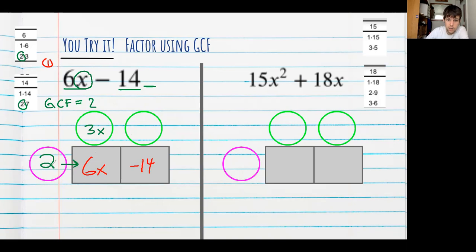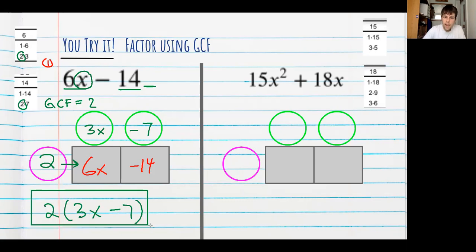Same concept here. 2 times what is going to give us negative 14? Well, this has got to be negative if I'm going to get a negative here, right? Positive times negative gives us that negative. 2 times 7 is going to give us 14. And there we go. That's going to be our answer. 2 times 3x minus 7. These are not terribly difficult, okay? They take some time to get to this proficiency, but not terribly difficult.